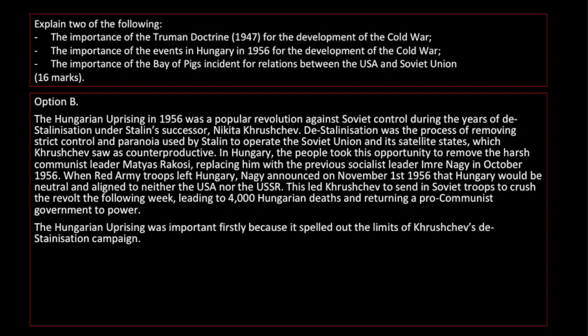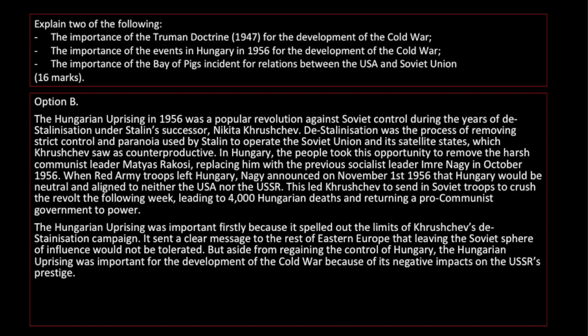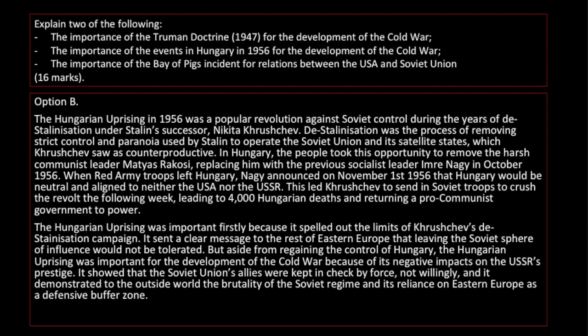The Hungarian uprising was important firstly because it spelled out the limits of Khrushchev's de-Stalinization campaign. It sent a clear message to the rest of Eastern Europe that leaving the Soviet sphere of influence would not be tolerated. But aside from regaining the control of Hungary, the Hungarian uprising was important for the development of the Cold War because of its negative impact on the USSR's prestige. It showed that the Soviet Union's allies were kept in check by force, not willingly, and it demonstrated to the outside world the brutality of the Soviet regime and its reliance on Eastern Europe as a defensive buffer zone.